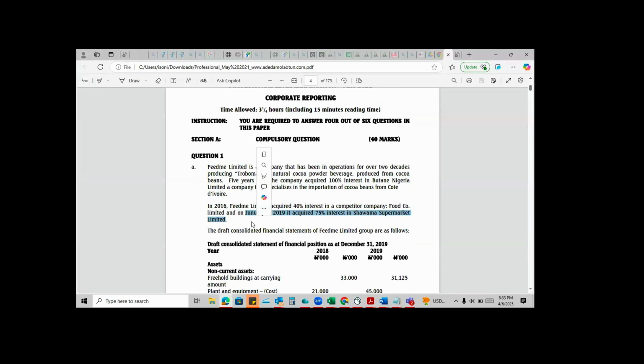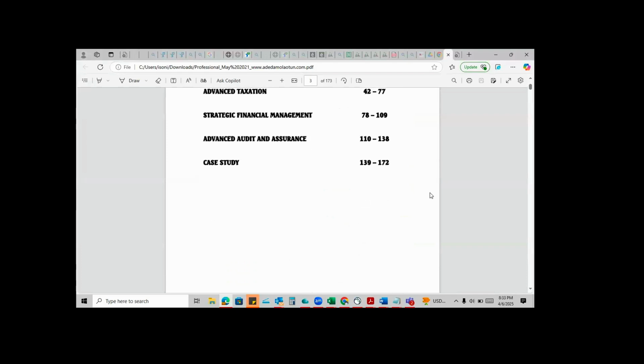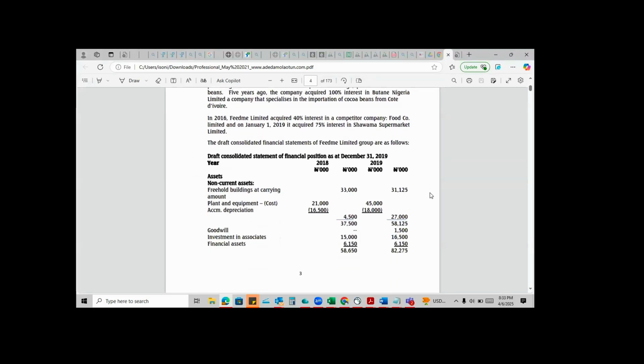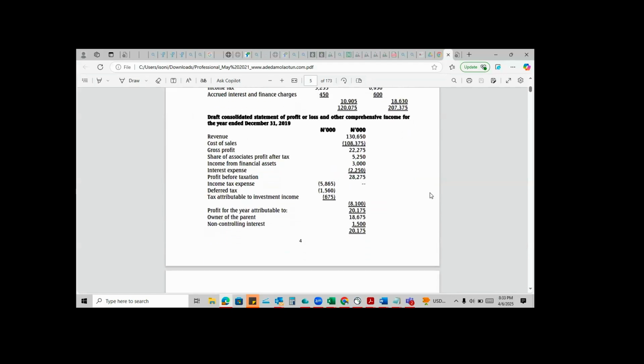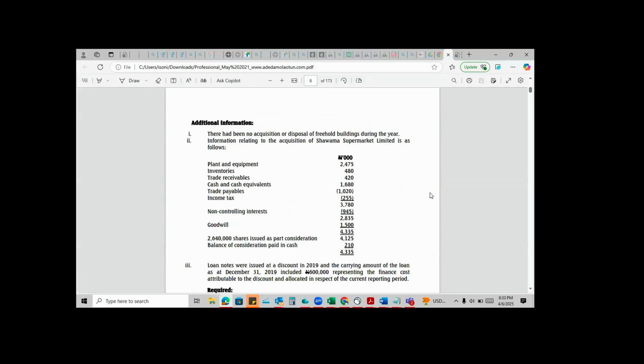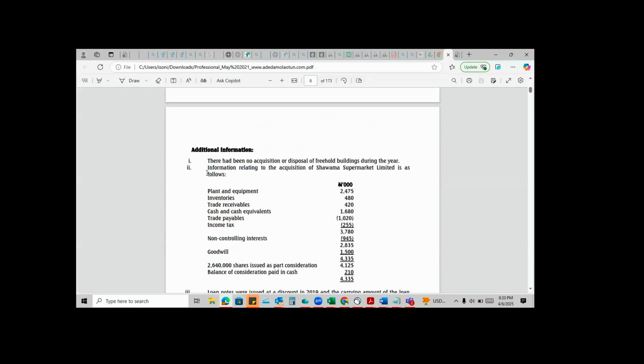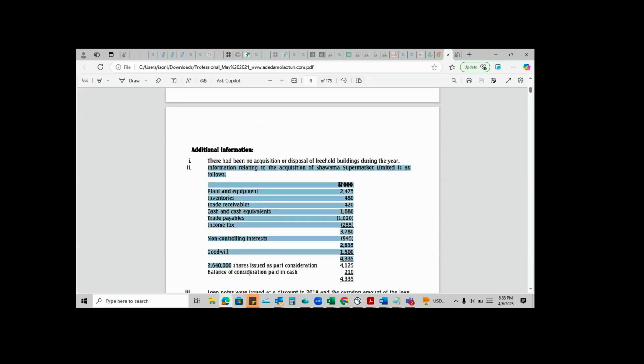Now, when you go to the additional information, they will always do this. They tell you about a subsidiary that was acquired in the year of consolidation. They will tell you they acquired a subsidiary, and they will now give you a breakdown. Did you see information number 2? Information relating to the acquisition of Shawarma Supermarket Limited. So that's why I always say be careful around it so that you don't forget these numbers. All right, good. And let's move on.